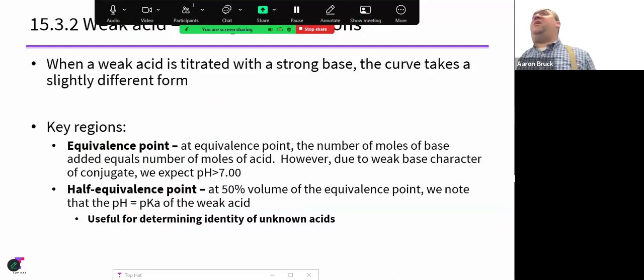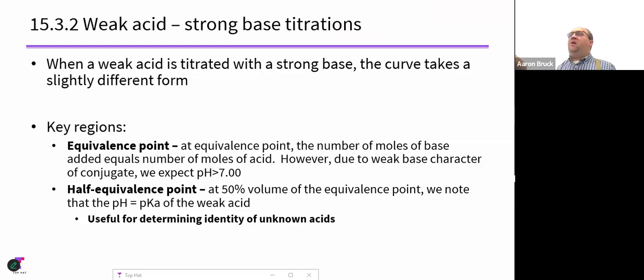If I'm titrating a weak acid, the conjugate base of that acid is not inert toward water. The conjugate base of that acid is reactive toward water. And so we're not going to get a pH of 7 because that conjugate base is going to react with the water, make an equilibrium with it, and put out a little bit of hydroxide in the process.